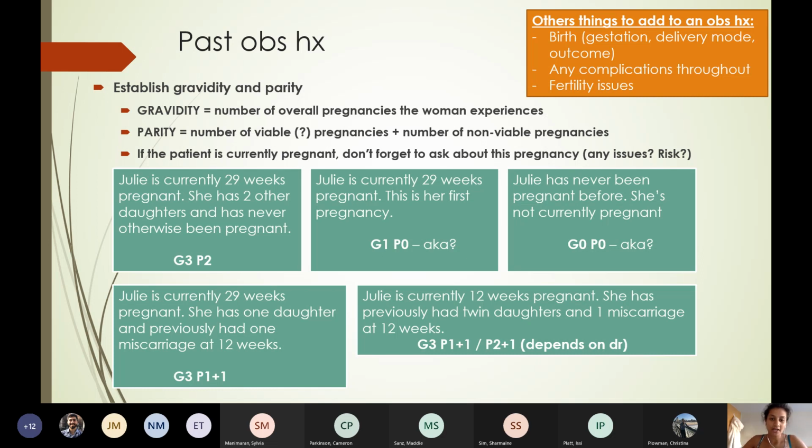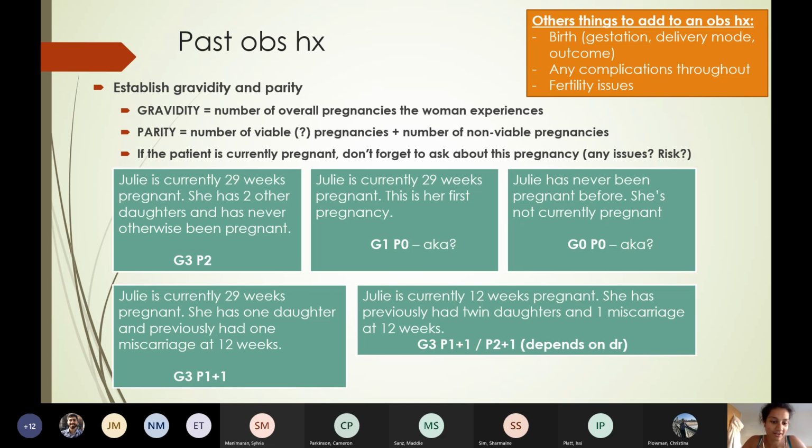Yeah, okay, cool. Generally your two parity numbers, like your 1 plus 2 or whatever, should add up to the gravidity. The only time it doesn't is if she's currently pregnant, so there's an extra gravid in there that your parity numbers aren't accounting for. So we'll do some examples to make this clear.